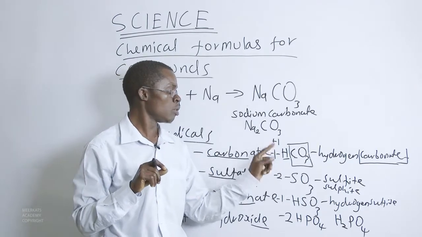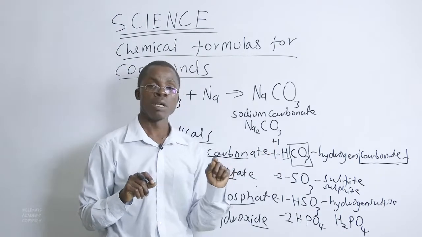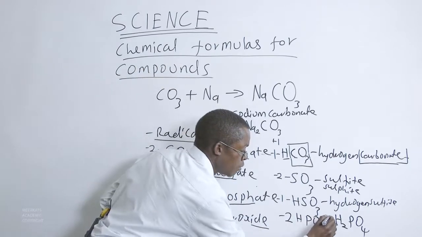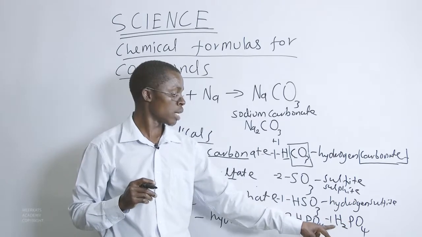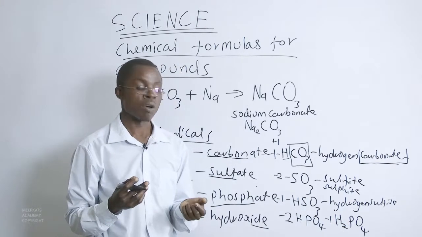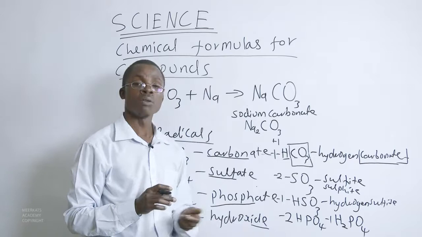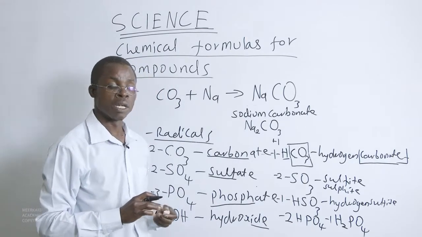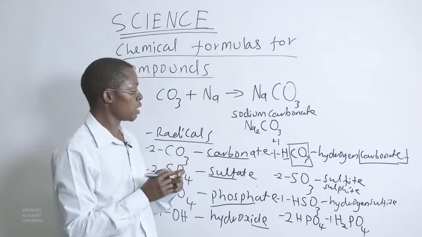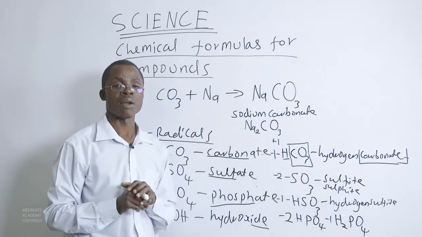So +2 plus -3, we get -1. So the combining power of this type of radical is -1, though that rarely occurs. We also have this one, which is -2, and the main one here is -3. So we have seen 2 new things here.